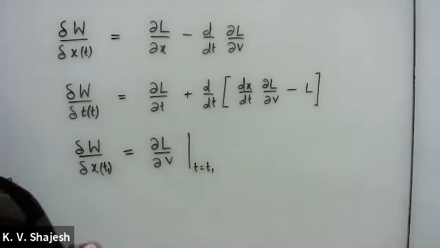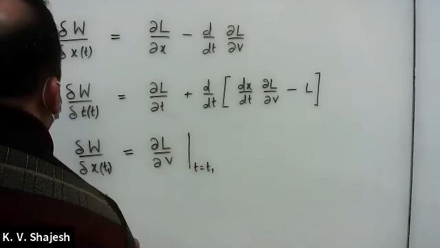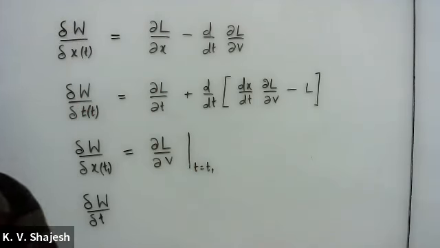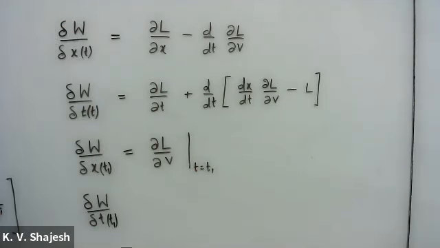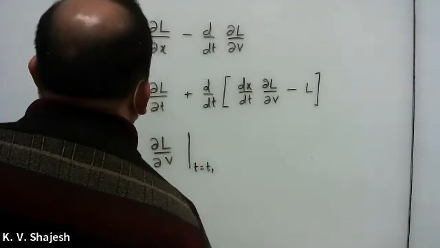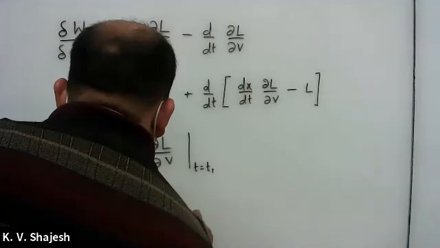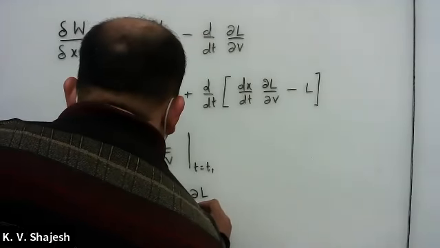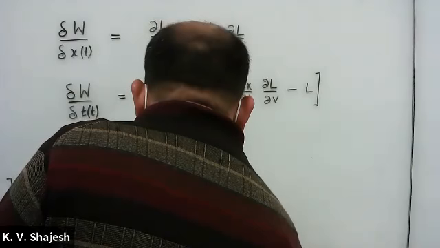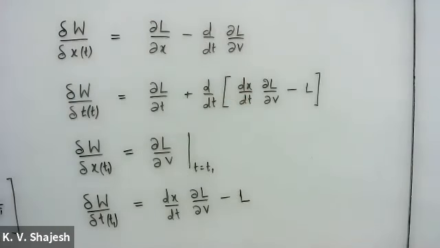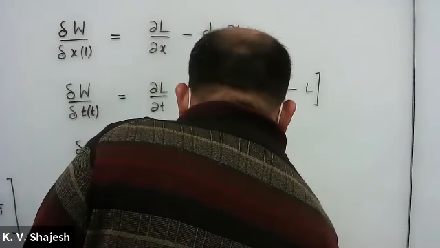Or T equal to T2. And the variation in the action due to time, evaluated at the boundary, T1 or T2 again, is equal to X by dt minus L due to variations at T equal to T1.